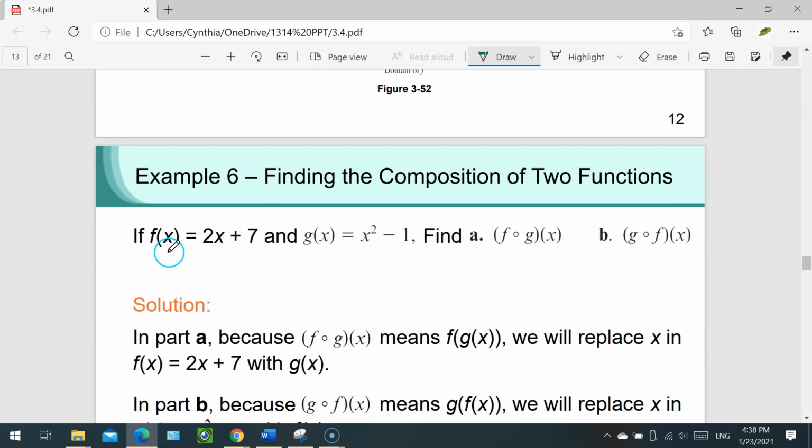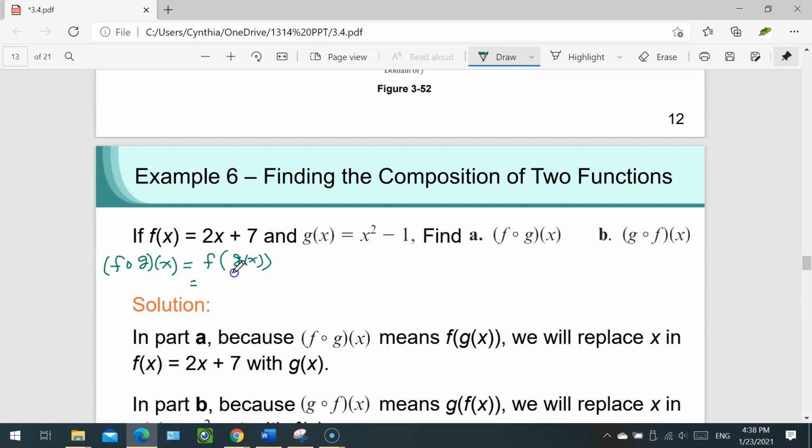So we do the practice. If the f function is 2x plus 7, and g is x squared minus 1, now we need to process f compose g and also do the g compose f. So we do the first one, f compose g at that point x. The first step is to rewrite it into the f function outside, open parenthesis, g of x, close it.